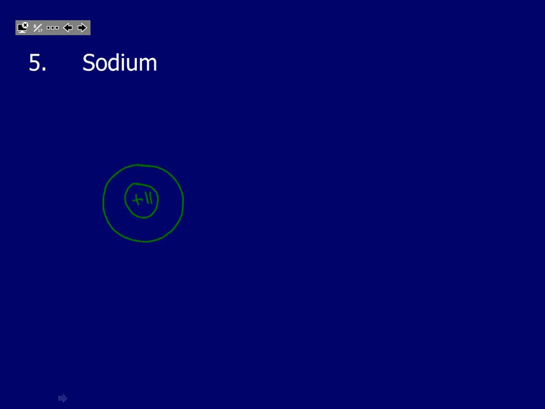Well, how many automatically go in the first orbit? 2. So I'm going to draw them in. Notice I'm not even counting up to 11 yet. I'm just starting to build it. How many electrons go in the second orbit? How many? 8. 8 go in the second orbit. 1, 2, 3, 4. Now they got to pair up. 5, 6, 7, 8. How many electrons have I used at this point to get to that point?